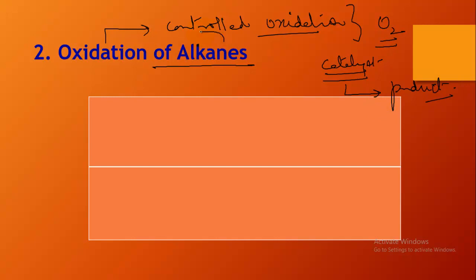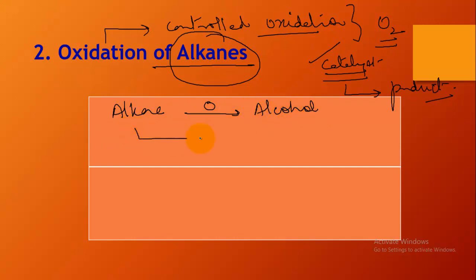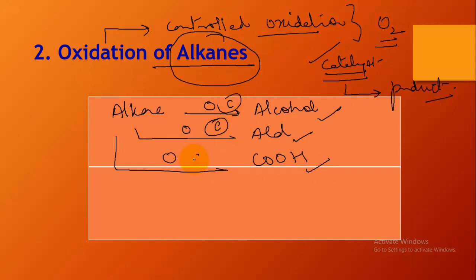So whenever we carry out oxidation of alkane, we get to see that it transforms into different compounds depending upon the catalyst which we are using. So we have seen that alkane on oxidation can give the alcohol also. The alkane on oxidation can give the aldehyde also, and alkane on oxidation can give the carboxylic acid also. So which compound will be formed by oxidation, that depends upon the catalyst which we are using.